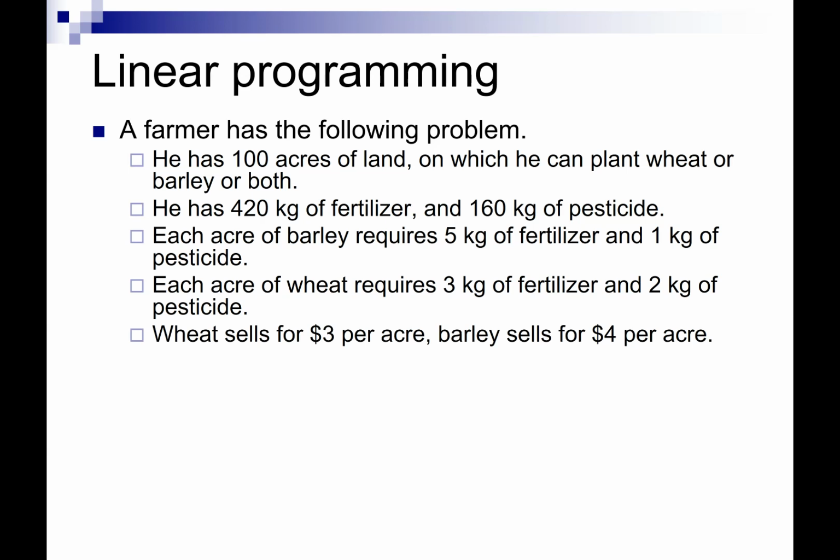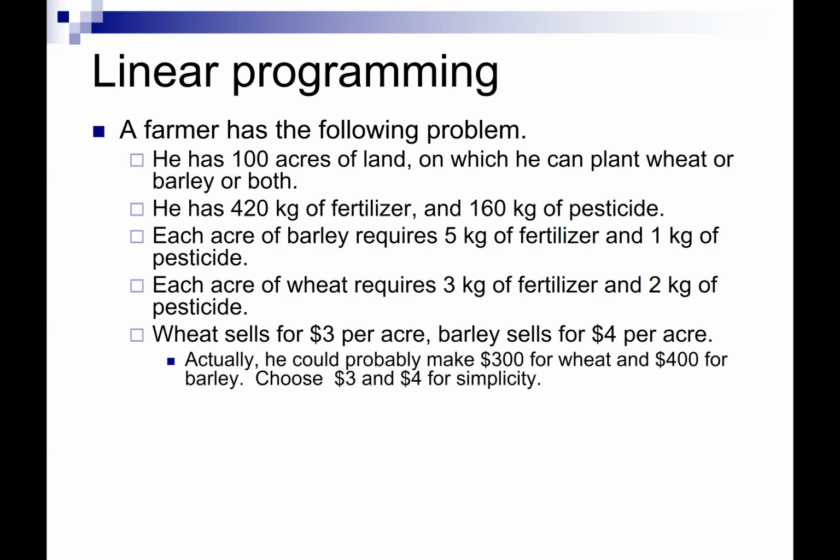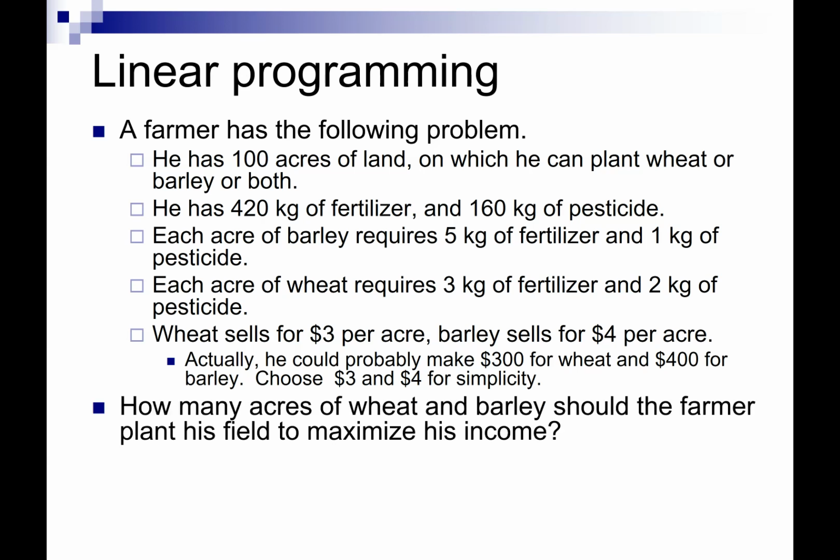And now the farmer is trying to plant the stuff so that he can sell it. Suppose that the wheat is going to sell for $3 per acre, and the barley is going to sell for $4 per acre. Now, in reality, of course, wheat and barley are going to sell for a lot more than that, but we're just choosing these two numbers for simplicity. So the question is, how many acres of wheat and barley should the farmer plant in order to maximize his income?